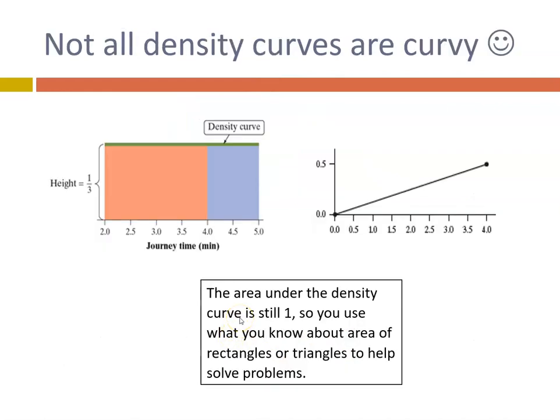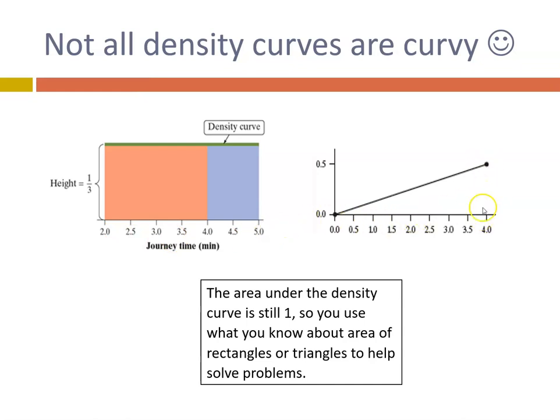Now, just make sure you're aware that not all density curves are going to necessarily look curvy, right? This is the uniform distribution from before. This also represents a density curve, okay? The area under the curve, and I use that word loosely here, will always be 1. So we talked here about this curve having a height of 1/3 to make sure the area underneath was 1.